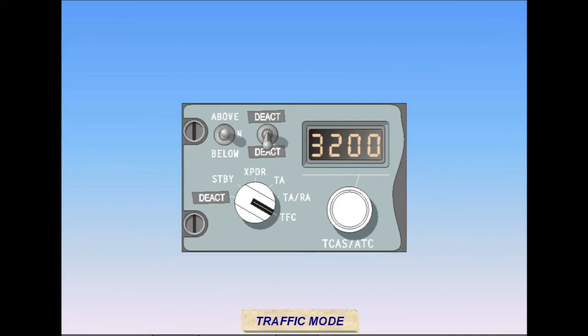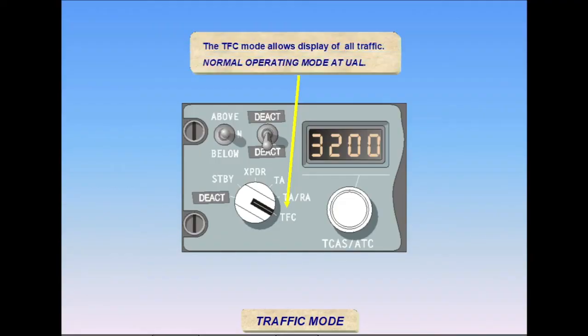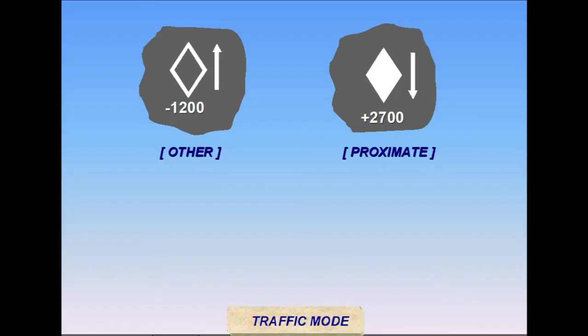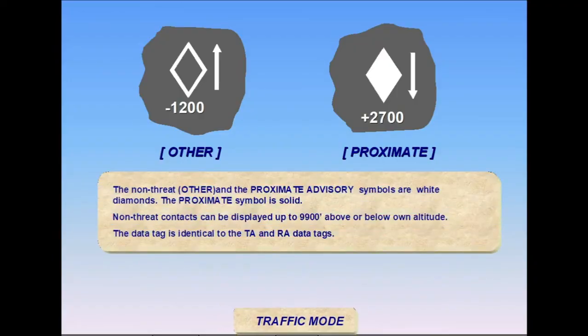The traffic mode allows the continuous display of non-threat traffic as well as all TAs and RAs. This is the normal operating mode for United crews. Non-threat traffic is displayed as a white diamond with a data tag whenever the traffic mode is selected. Data tags are the same for non-threat traffic as for TARA symbols.